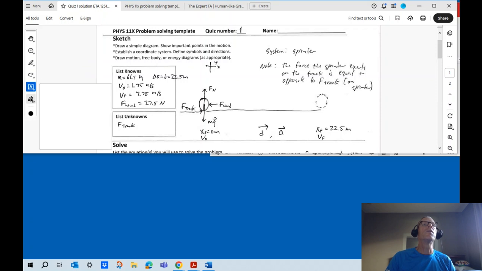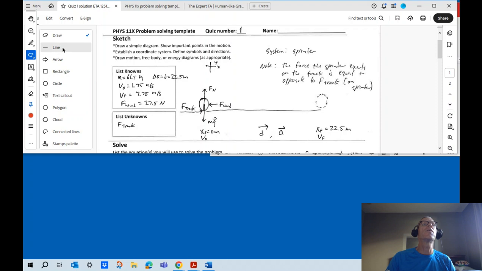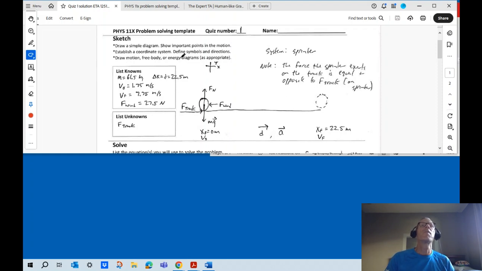I wanted to draw some things. Oh, there we go. Finally got to it. Draw. There we go. All right. So draw a simple diagram. I've done that. Here is our simple diagram. And I've drawn the free body diagram. Show the important points in the motion. I've got the beginning point and the end point.